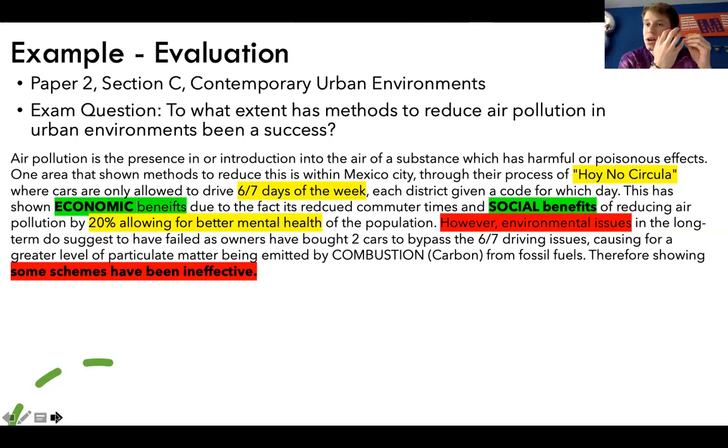So we've got knowledge and understanding from a case study, concepts and processes, combustion and air pollution, your scale with 6 out of 7 days of the week, economic and social benefits evaluation, and then analysis as to how it led to social benefits for mental health. So we've already got the 5.